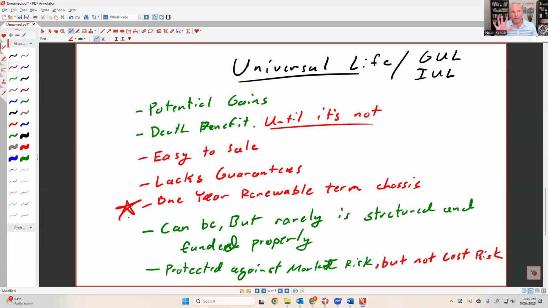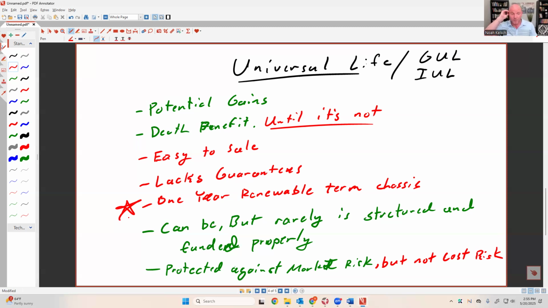Actually, after doing this for over a decade, I can count on one hand all of the universal life policies that I've seen structured properly. A couple of those were illustrations that I created. There have been a couple that came across my desk where people said, "Hey, this is my universal life policy." And I said, "Keep that. Don't change that, because of this or this or this reason." So it can be, but it is rarely structured and funded properly.